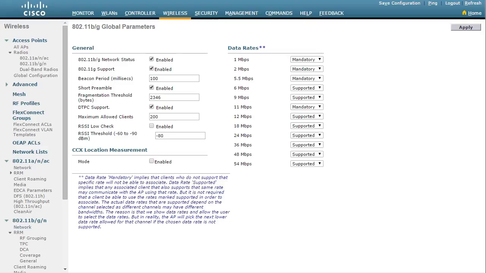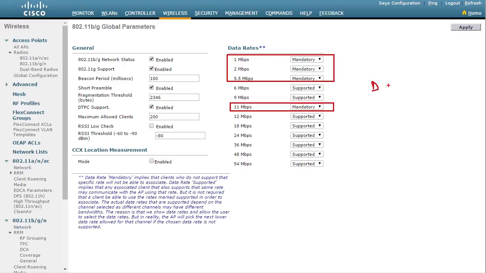Gang, here's a tough question. What is the encoding technique called for our 1, 2, 5.5, and 11 megabit per second DSSS configurations? What do we call those encoding techniques? See if you can track down that answer, and then we'll talk about it together. Pause for just a second.